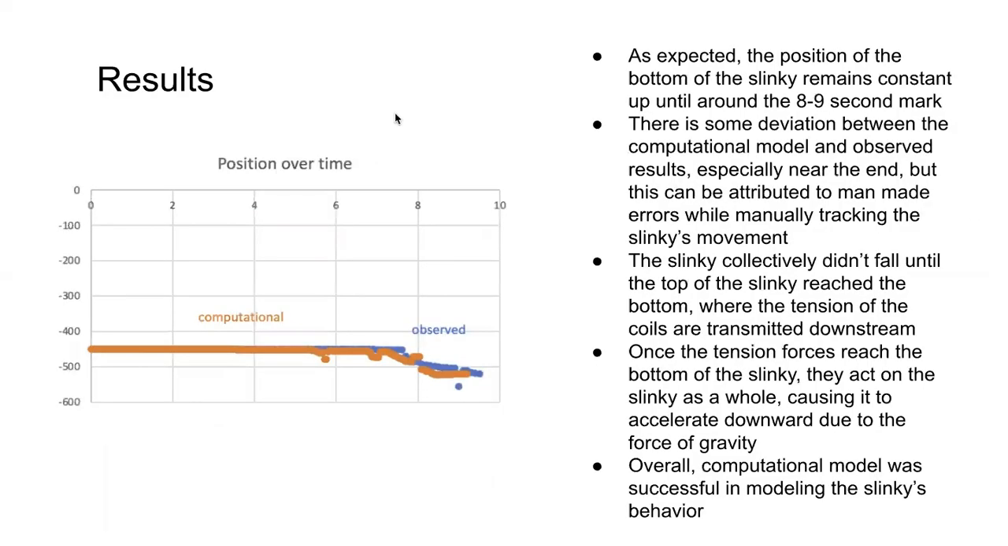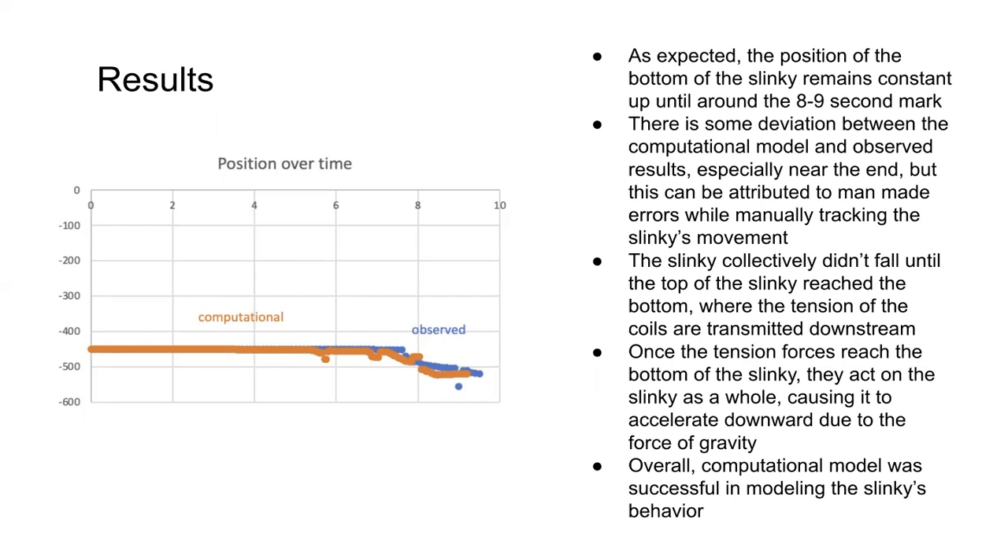Results. This is a graph that I made showing the computational model results and the observed results from Tracker. As expected, the position of the bottom of the slinky remains constant up until around the 8 to 9 second mark, where the top of the slinky reaches the bottom of the slinky. There is some deviation between the model and the observed results, especially near the end. Here we see an outlier in the observed, but I think this can be attributed to human errors made while tracking the slinky's movement in Tracker.